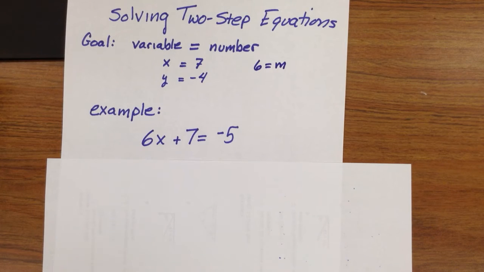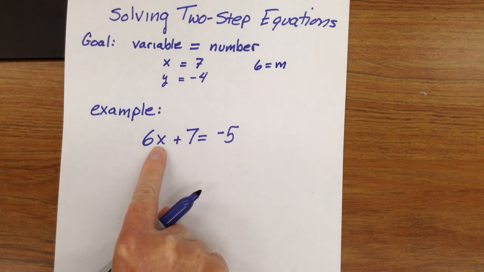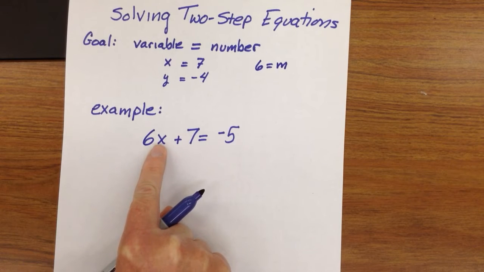Boom. 6x plus 7 equals -5. Now when we solve equations, our goal is to find the variable and get it alone. Let's start with this. Find the variable. Found it. It's right there. Now you're going to see this x and you're going to notice that it is on one side of the equation.